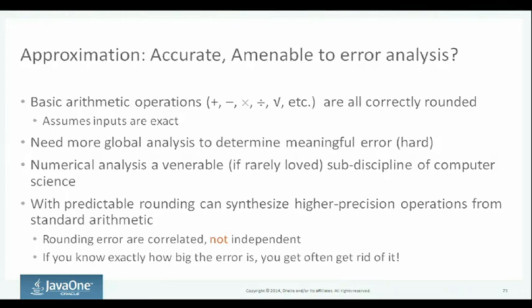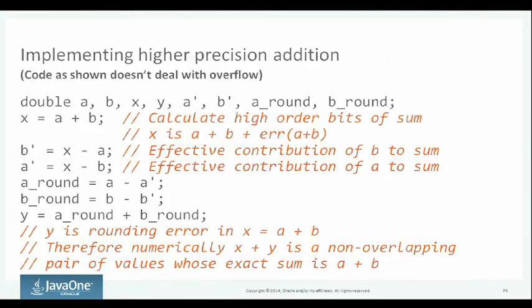One thing, we can actually synthesize higher precision operations out of standard arithmetic. And the reason we can do that is that the rounding errors are correlated. They're not independent. And if we know exactly how big the error is, we can get rid of it.